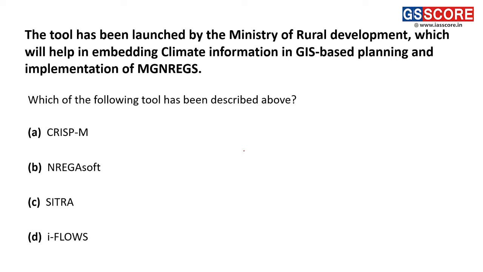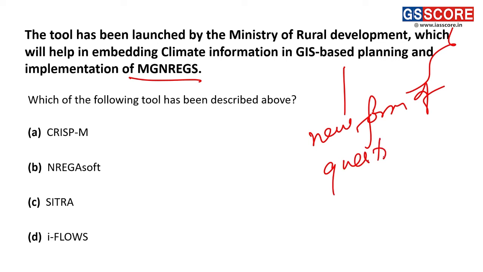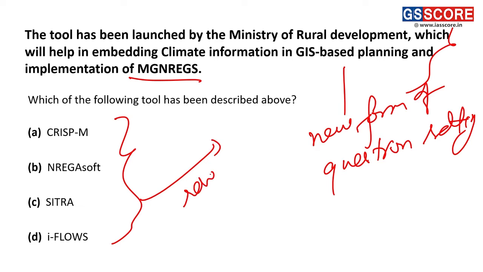The tool has been launched by the Ministry of Rural Development, which will help in embedding climate information in GIS-based planning and implementation of MGNREGS. Well, this is a new form of question setting. Which tool are we talking about? So we should know about the tools and then reverse trace them to their specification. Right. So this can be a way which can be explored by the UPSC.